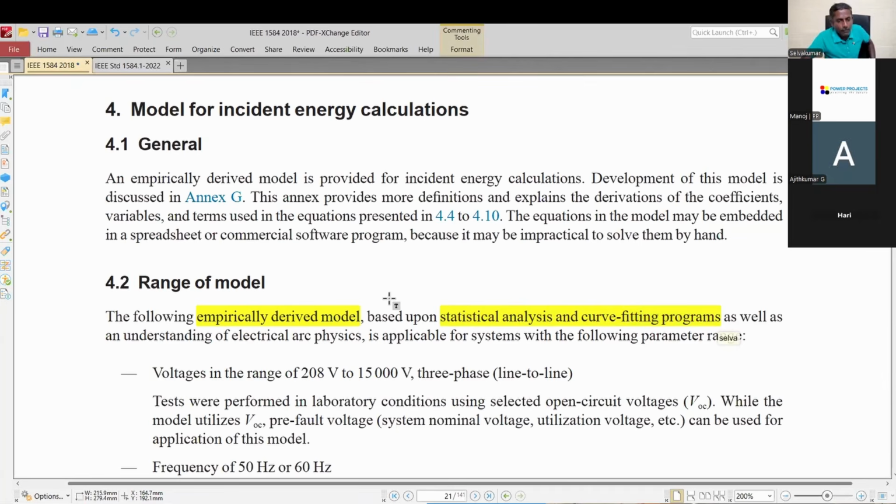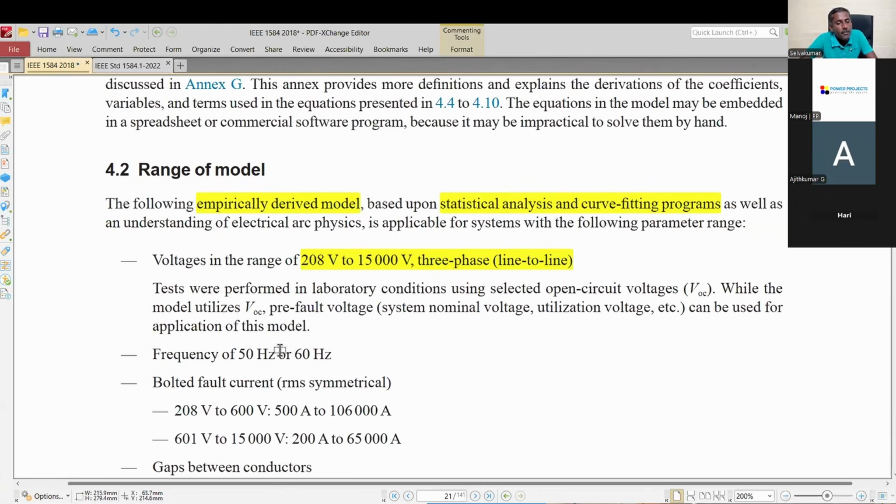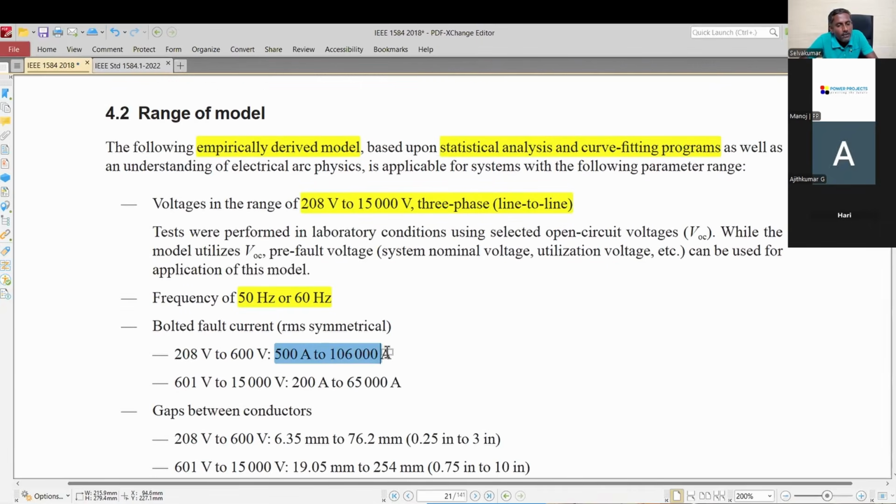So this is applicable for 208 volt to 15 kV, 3-phase. It's applicable only for 50 hertz or 60 hertz. It is applicable only from 0.5 kiloamps to 106 kiloamps if the voltage is 208 volt to 600 volt. That means for a low voltage system, it is applicable from 0.5 kiloamps to 106 kiloamps. And for 600 volt to 15 kV, it is applicable for 0.2 kiloamps to 65 kiloamps. That means if it is an 11 kV system with 80 kiloamps, the standard is not applicable.